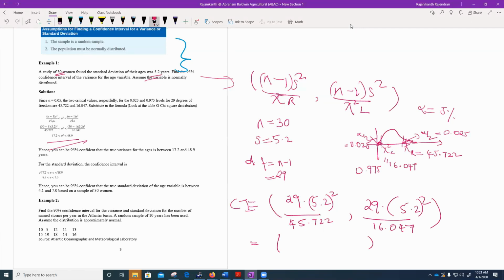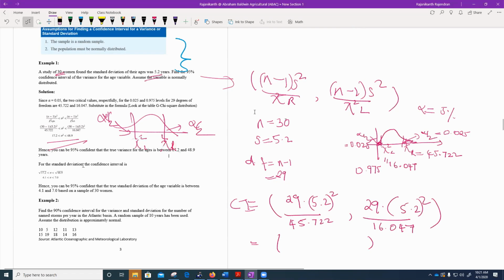So remember, always you need to find the two values, right? Chi-square left and right. So this is my alpha over 2. This area is alpha over 2. And this is my chi-squared left point. This is my chi-squared right point. So always you have to plug in the right area to that point to find the corresponding chi-squared value.